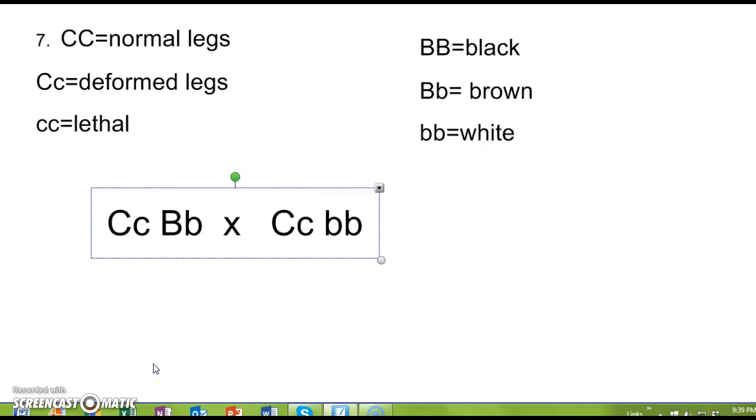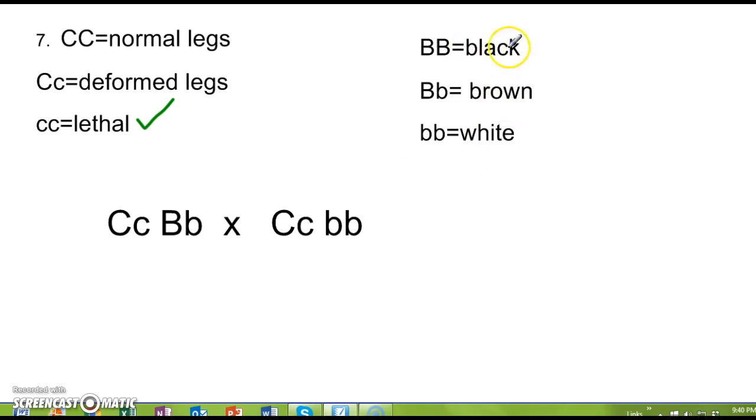Okay, so if you take a look at question number 7, the key is already given there to you. So we're looking at rabbits again. And so we have some incomplete dominance going on here, where we have normal legs, deformed legs in the heterozygote, and then the homozygote recessive actually produces a lethal gene. So really that's what's special and different about this particular cross here.